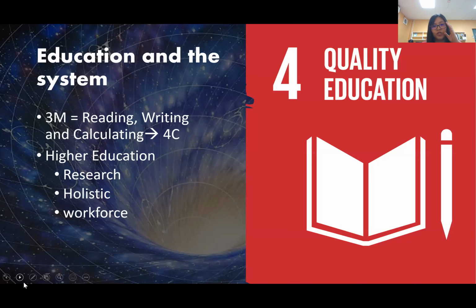So what is the origin of education and the system? The origin of the education system in Malaysia actually exists because of the 3M. We want to enhance our citizen to be able to read, write, and calculate, membaca, menulis, dan mengira. Okay, that was the previous 3M. That's why in your primary school, if you still remember, you have some things like the 3M newspaper or things like that, that you can actually practice on. And those are more about reading, writing, and calculating.